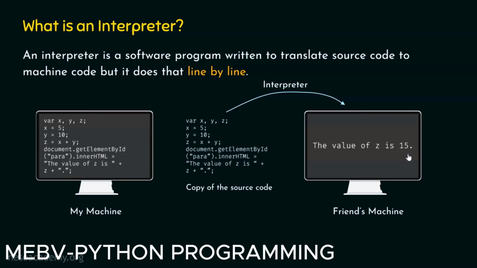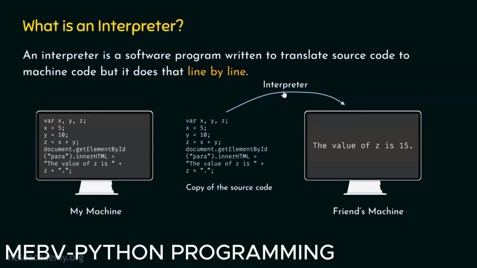One thing you need to note is that the interpreter translates this code line by line, and that too at the time when we run the code, and it generates this output on the screen. The second thing is that the interpreter must be installed on my friend's machine. It is not necessary that it be installed on my machine. I will simply provide the copy of the source code to my friend, and my friend must execute this code through an interpreter.